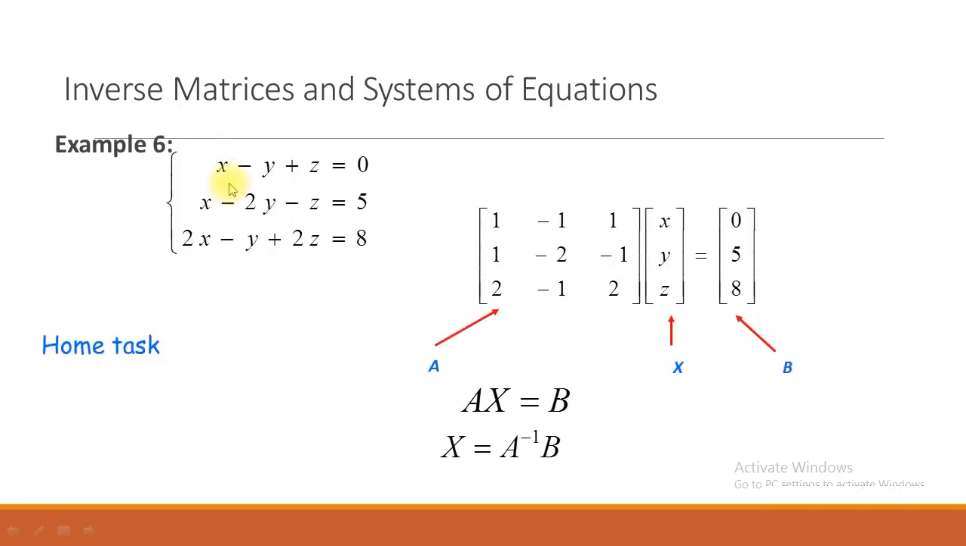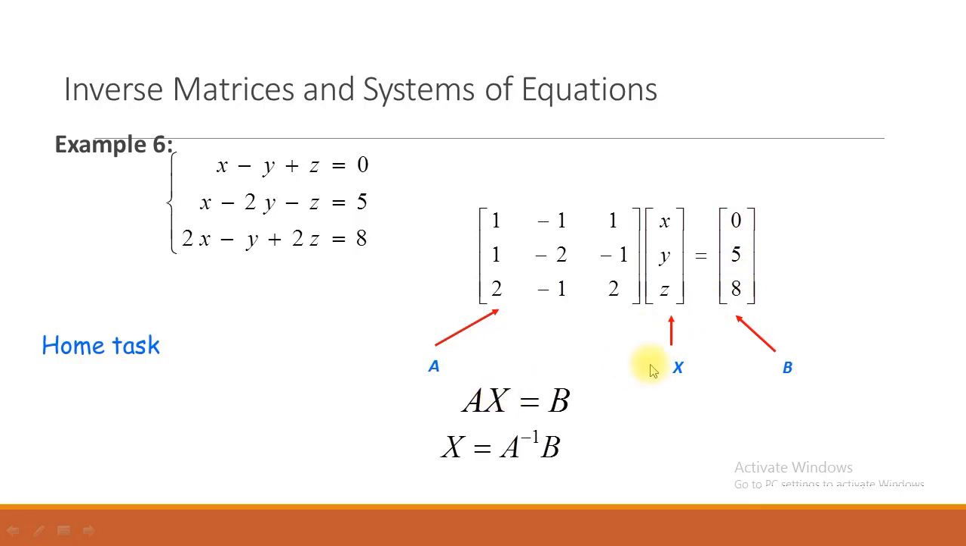Now let's move to another example, number 6. In this system we have three equations. First of all, write the system in matrix form. This is the coefficient matrix. In this system we have the coefficients 1, -1, 1, then 1, -2, -1, then 2, -1 and 2. The variable matrix has three unknowns, x, y and z. And the constant matrix has three entries, 0, 5 and 8.